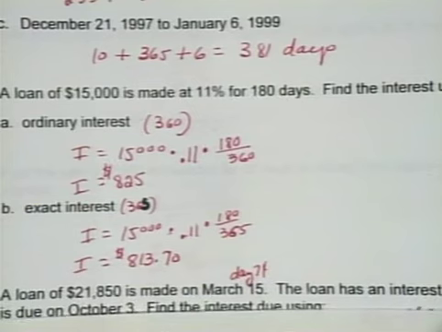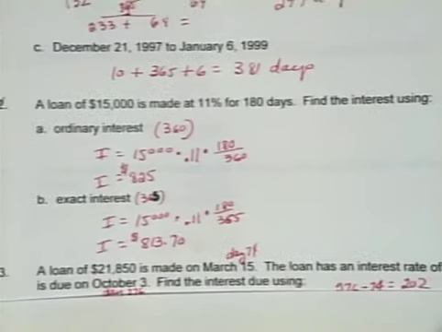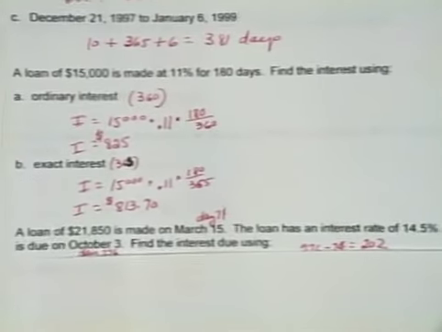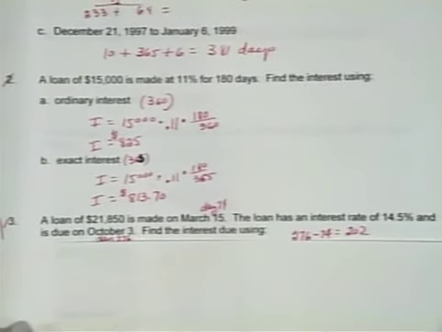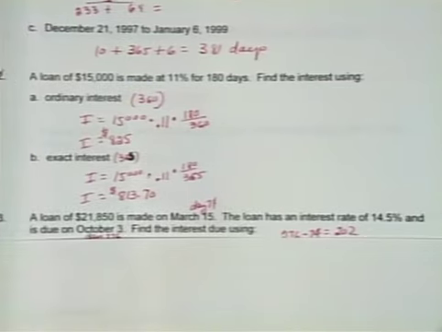Next problem says a loan is made on March 15th for $21,850. It has an interest rate of 14.5%, and it's going to be due on October 3rd. Find the interest due. We're going to use ordinary interest, and we're going to use exact interest. So we know what day we borrowed the money, how much we borrowed, and what interest rate. So what we need to do is figure out how many days.